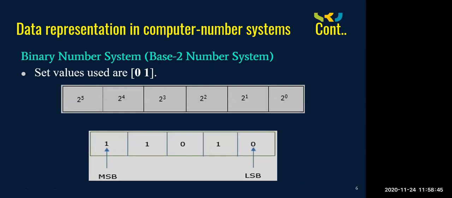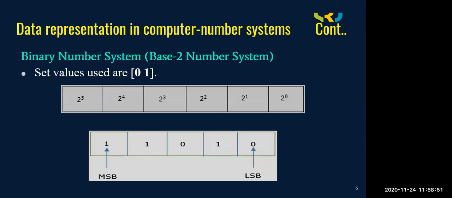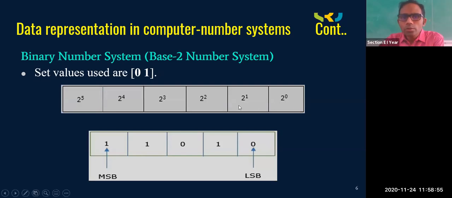Base 2 number system, that is the binary number system. We have only two numbers, that is 0 and 1. So 0 and 1 start from 2 to the power of 0, 2 to the power of 1, 2 square, 2 cube, 2 to the power of 4, 2 to the power of 5. The rightmost digit is called the least significant bit, and the leftmost bit is called the most significant bit.